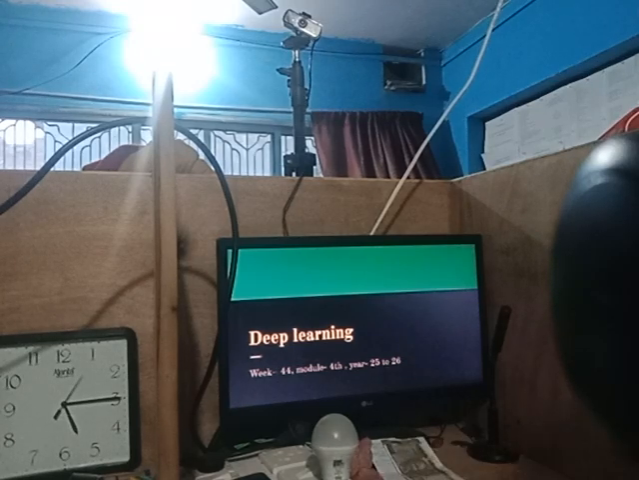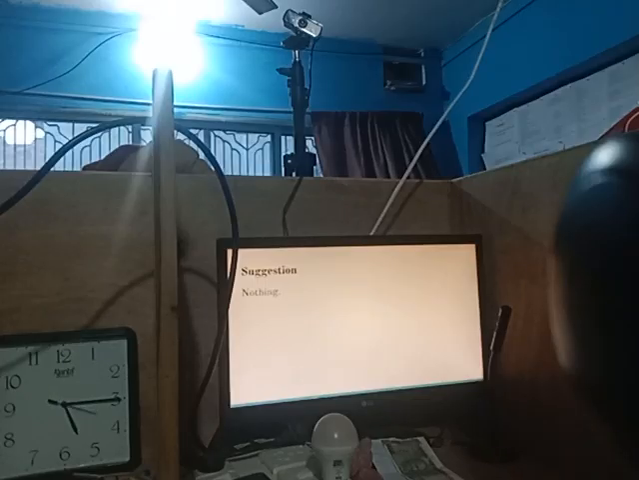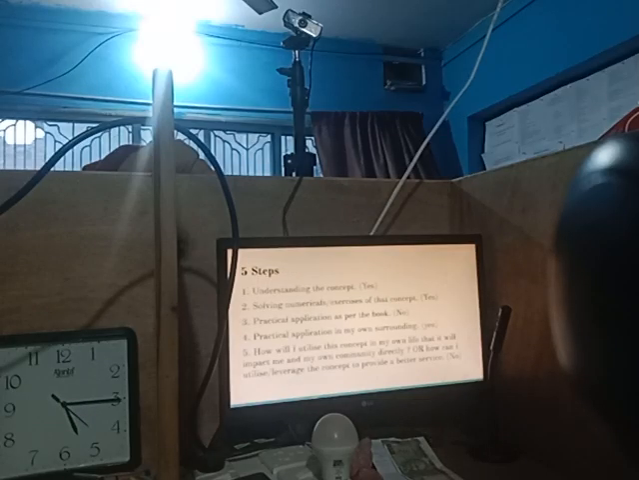I'm going to do a presentation of my deep learning of week 44, model 4th year 2025 to 2026. Suggestion from last week, there is no suggestion. And these are the 5 steps.